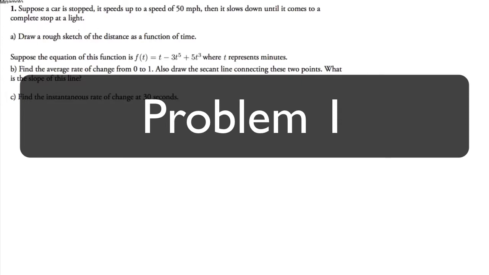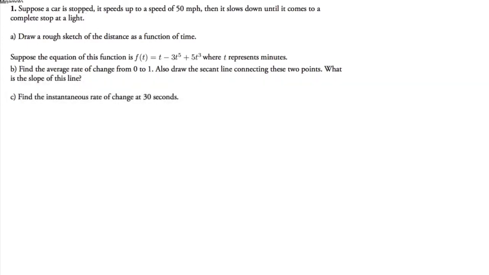Okay, so here we've got a car that starts off stopped, and it speeds up to a speed of 50 miles an hour. Then it slows down until it comes to a complete stop at a light. So the first thing we want to do is draw a rough sketch of the distance as a function of time. So let's do that over here.